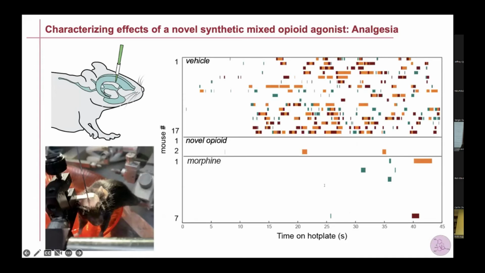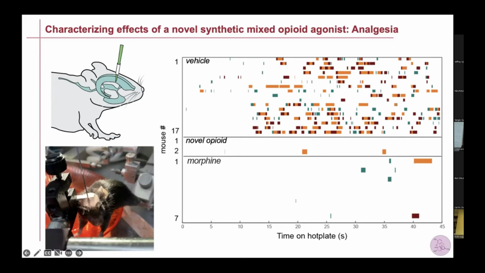So here mice are placed on a hot plate and their pain behaviors, represented by boxes, are plotted over time. Each mouse is represented by one row. You can see that when treated with the vehicle compound, the mice exhibit a number of pain responses that are rarely seen when treated with the novel opioid or morphine, indicating that this drug does have an analgesic effect.